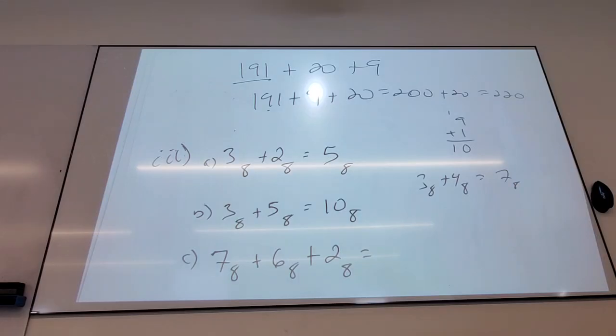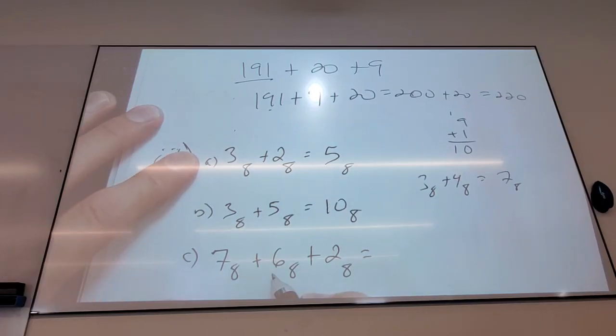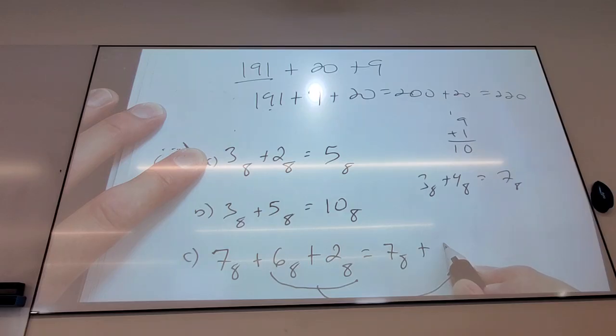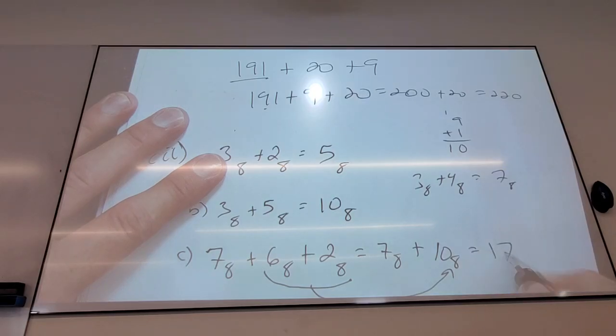Okay, so look back at this. Are there any 2 I give you that fill the base, that make a full base? Yeah, which 2? 6 and 2. So that's compatible numbers in base 8. That would be 7 base 8 plus 10 base 8. And what's 7 base 8 plus 10 base 8? 17 base 8.